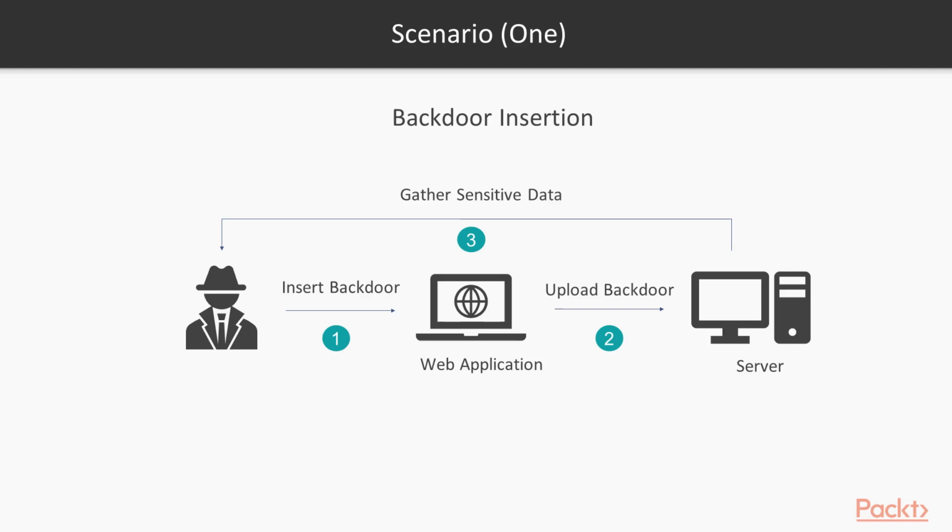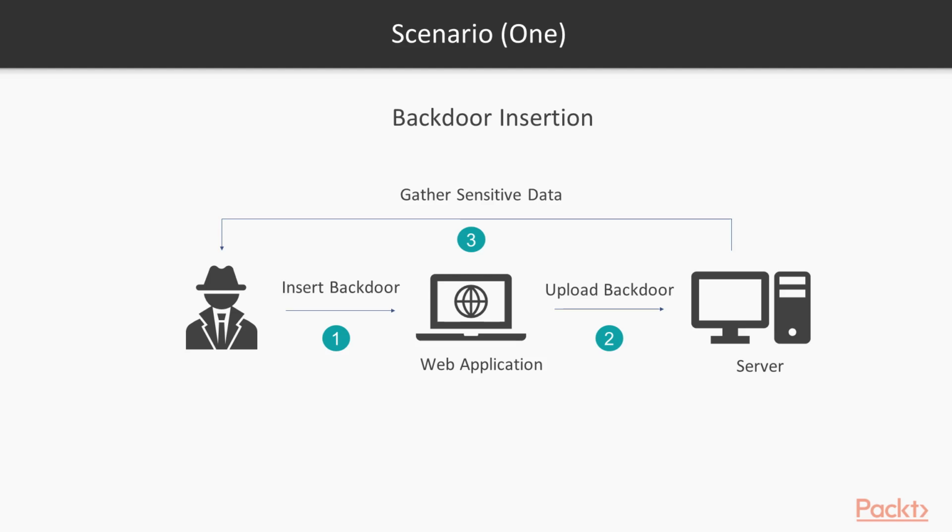Now let's talk about the scenario number 1, which is backdoor insertion. So how attacker can insert backdoor. First of all, you can see here that on the left hand side the attacker is available. In middle the website or web application is available, and on the right hand side the server is available of that particular application. So the first step is attacker will try to insert backdoor with the help of a website.